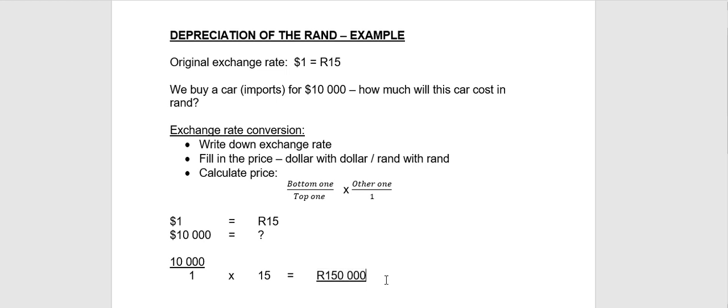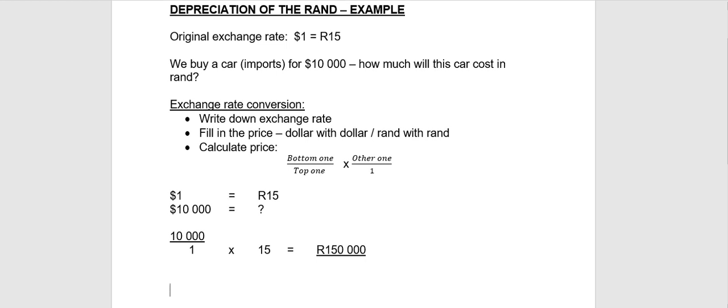So what is going to happen is I'm going to go to the bank. I'm going to tell the bank, listen, I would like to buy this American vehicle. I need to buy $10,000. The bank is going to do the exchange rate conversion. They're going to say, right, you give me 150,000 rand, I give you $10,000.